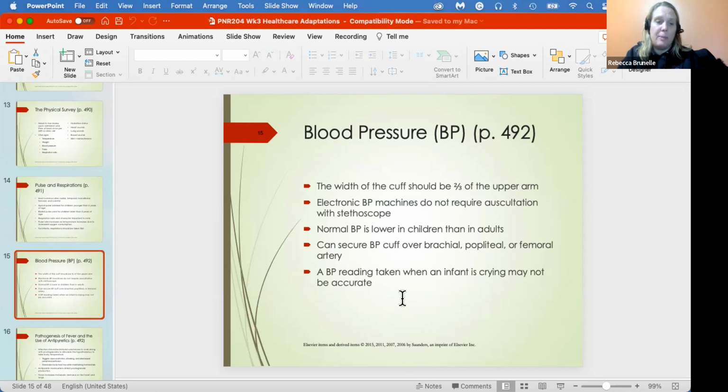And it's the same thing. If the baby's screaming and crying, that could make their blood pressure higher unnecessarily.